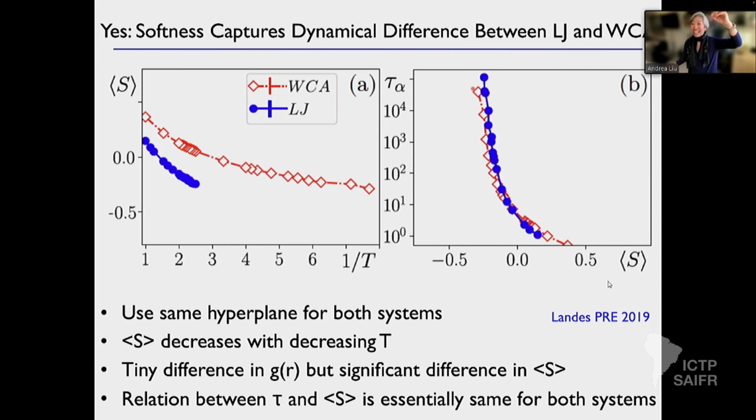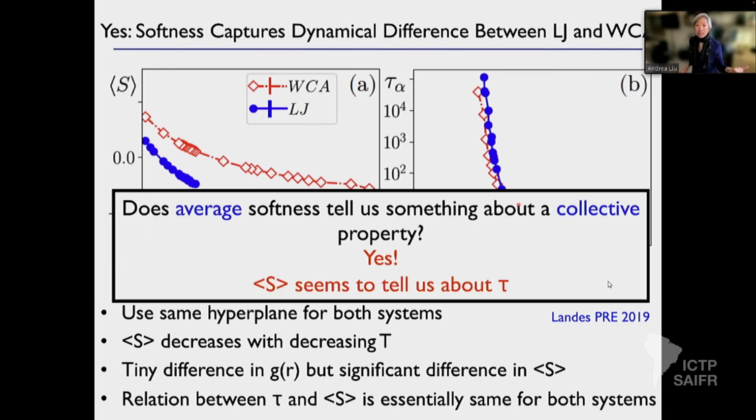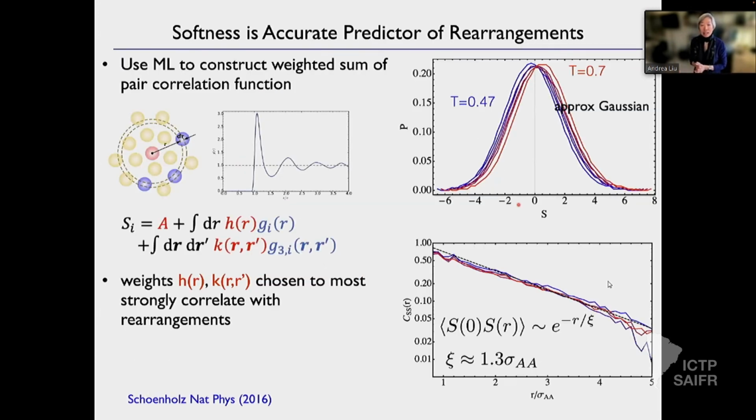There's that tiny, tiny change in G of R, but that's what the weights pick up on. The weighting of G of R picks up on that, and that makes the significant difference in the average softness, so that the relation between the relaxation time and the average softness is basically the same, very close in the two systems. Okay, so there is really hope that softness can tell us about this. The average softness seems to tell us about the relaxation time or something.